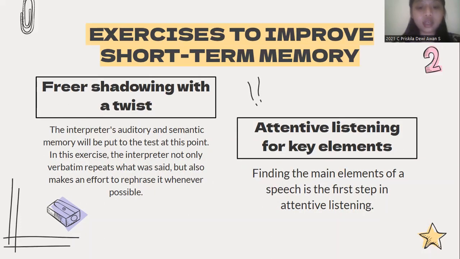The fourth exercise is attentive listening for key elements. For memory recall, careful listening is a crucial component. It will be impossible to remember something later if we have not paid close attention. Finding the main elements of a speech is the first step in attentive listening.